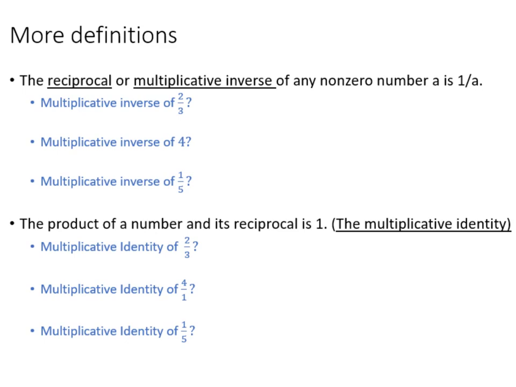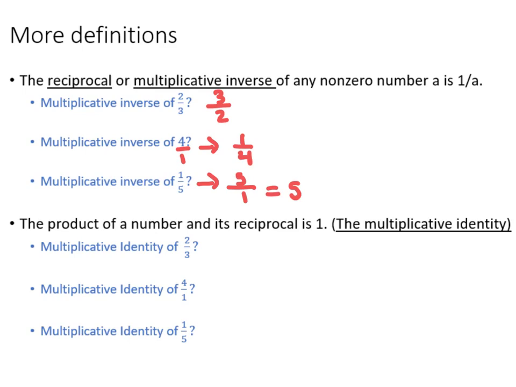The reciprocal or multiplicative inverse of any non-zero number a is 1 over a. So essentially we're flipping the number. So the multiplicative inverse of 2 over 3 would be 3 over 2. The multiplicative inverse of 4 is really 4 over 1, which would become 1 over 4. The multiplicative inverse of 1 over 5 becomes 5 over 1, which equals 5.